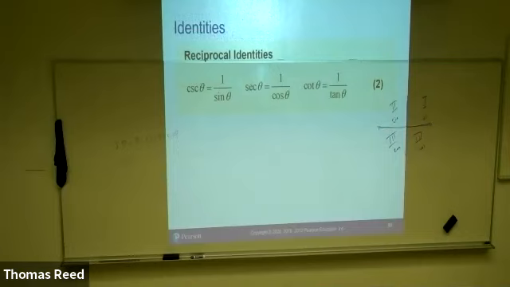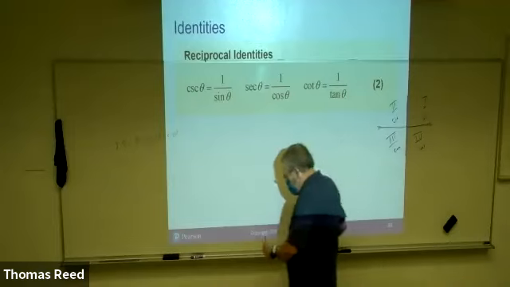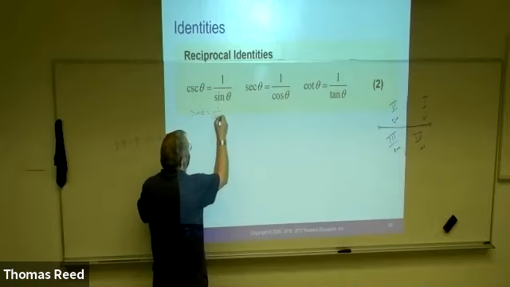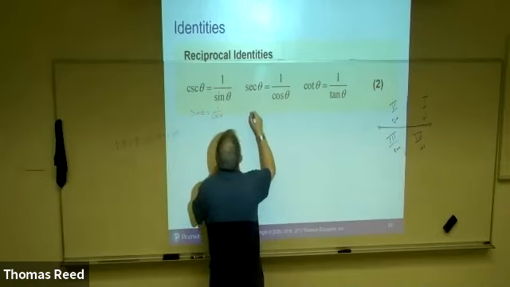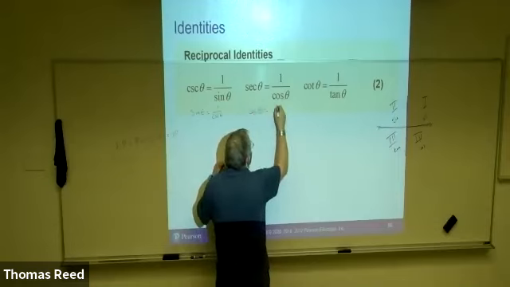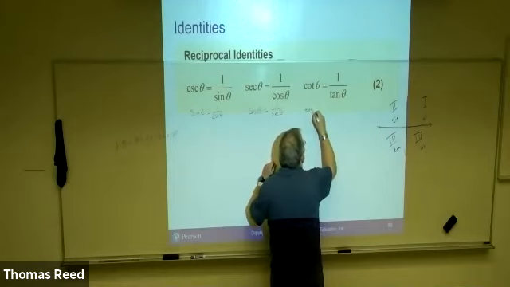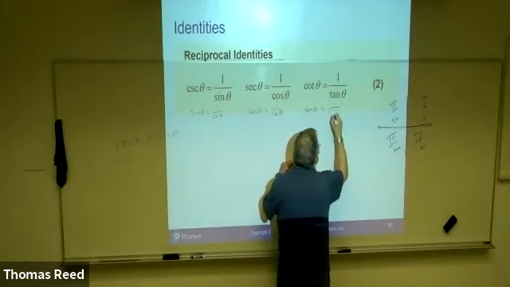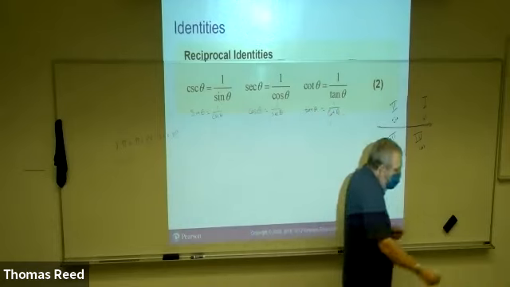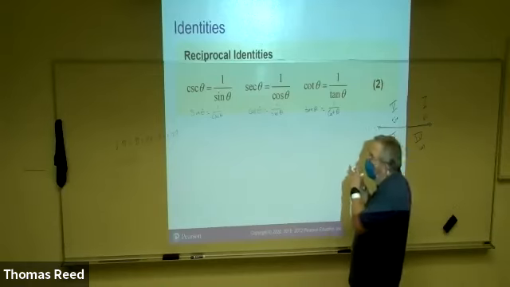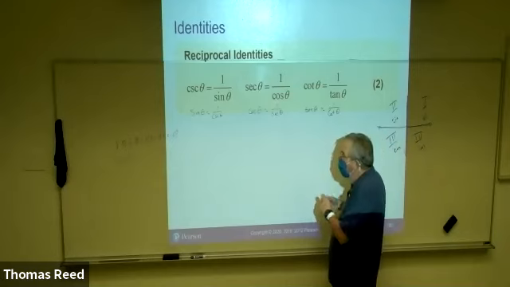The reciprocal identities. I've been talking about this all the time. Sine is the reciprocal of cosecant. And cosine is the reciprocal of secant. And tangent is the reciprocal of cotangent. So those are the reciprocals of each other. When solving trig identities, knowing these reciprocal relationships is extremely helpful.